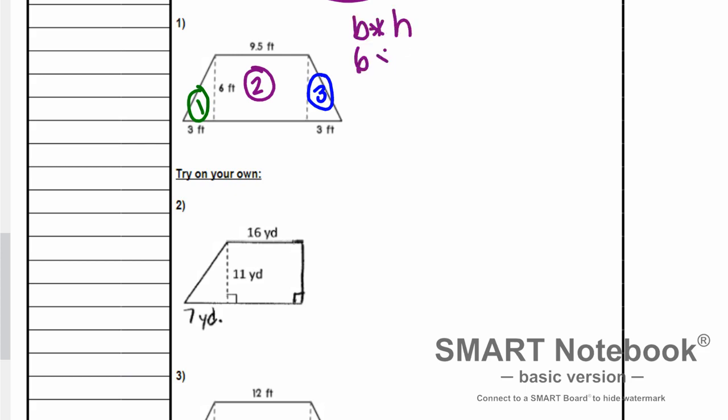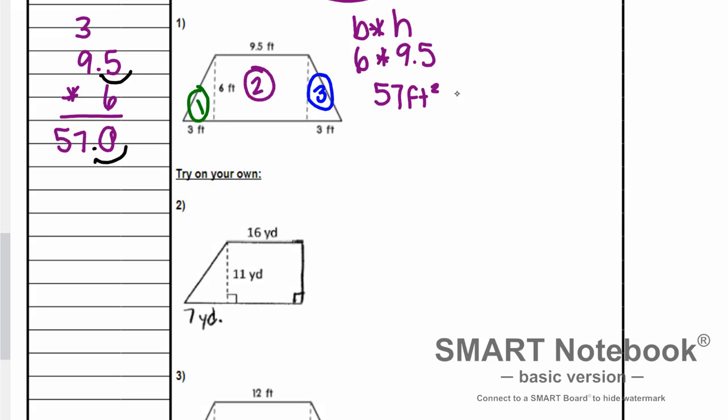Base times height, 6 times 9.5. Over here on my side, I'd stack 9.5. 9.5 has more digits, so it should go on the top, 6 on the bottom. 6 times 5 is 30. 9 times 6 is 54, plus 3 is 57. Now remember, when we multiply decimals, we forget about the decimal, but then put it back in. There's one number after a decimal here. There are 0 numbers after the decimal here. So I'll put one number after the decimal in my answer. 57.0 is the same thing as 57, so 57 feet squared. That was shape number 2.